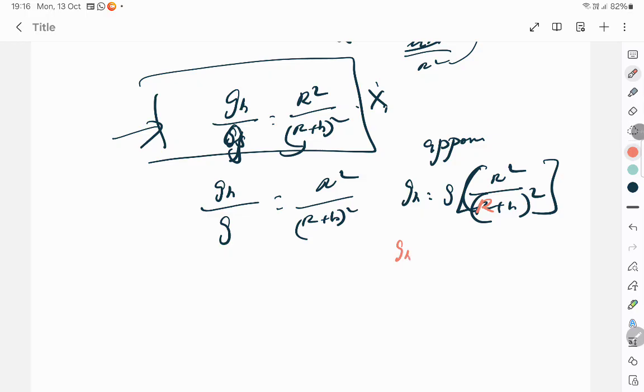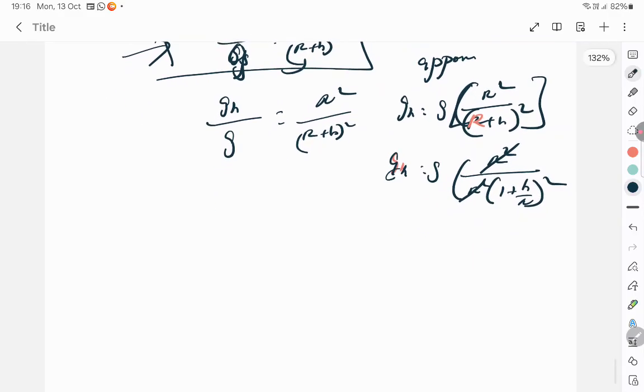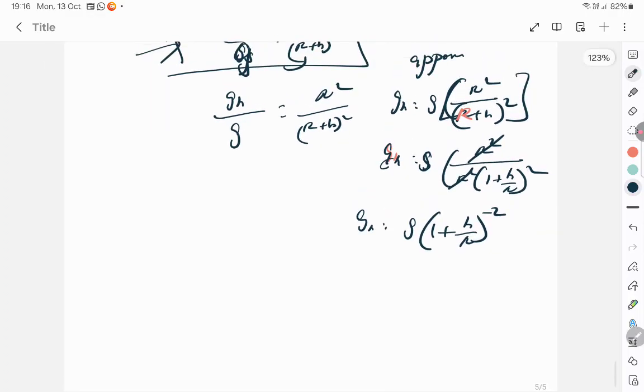So g h is equal to g into R square by R square into 1 plus h by R the whole square, where R square and R square will get cancelled. g h is equal to g into, bringing this up, 1 plus h by R whole to the power minus 2. Correct? The 2 will go to the top and become minus 2.